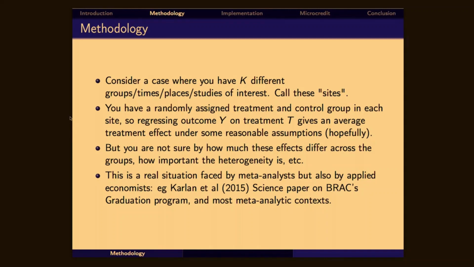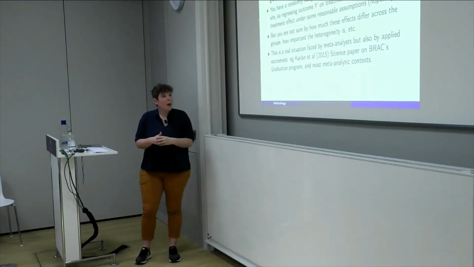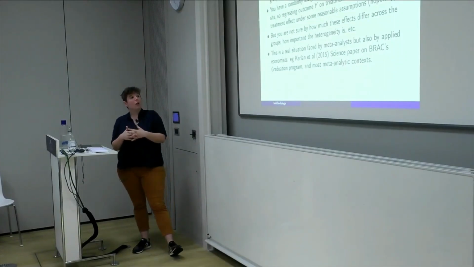This afternoon, I'll talk about how those assumptions are less commonly satisfied than you'd imagine. But let's abstract away from compliance and other issues. So we're just regressing the outcome on the treatment indicator. Let's just say it's a treatment assignment indicator. So that's what you're dealing with. But when you have these multiple groups, you're typically not sure by how much the treatment effects differ across the groups, and how important that heterogeneity is.